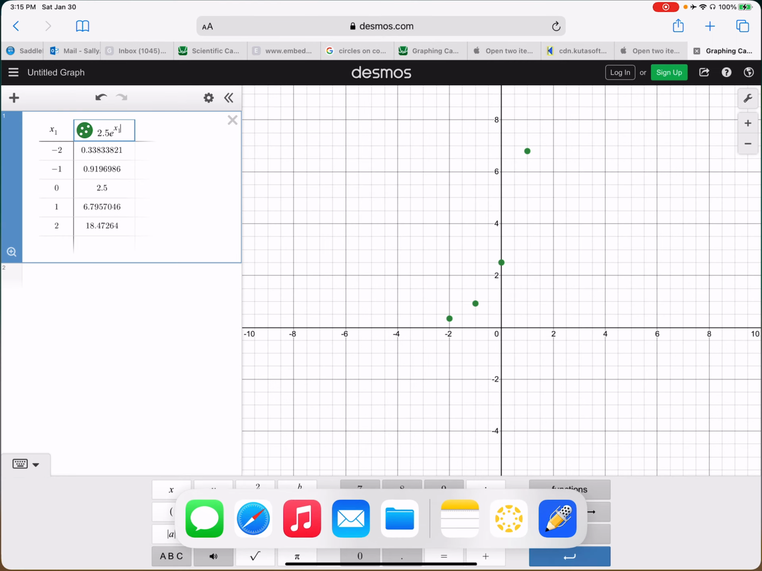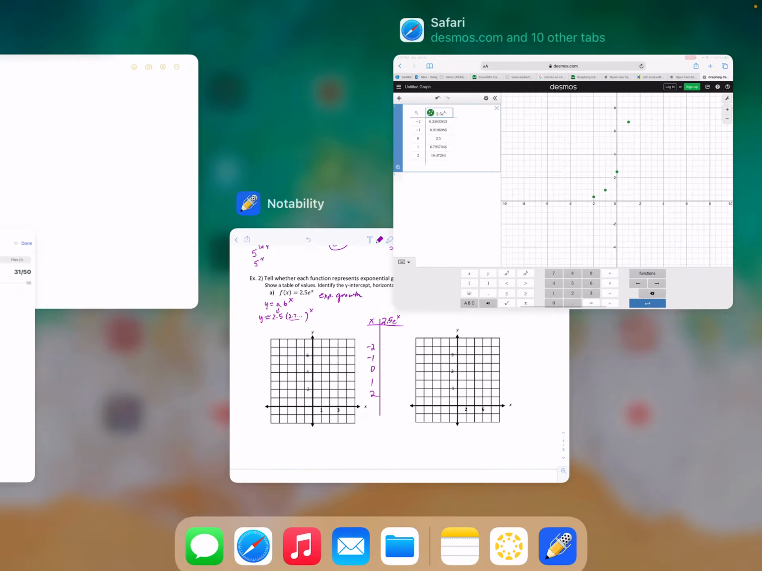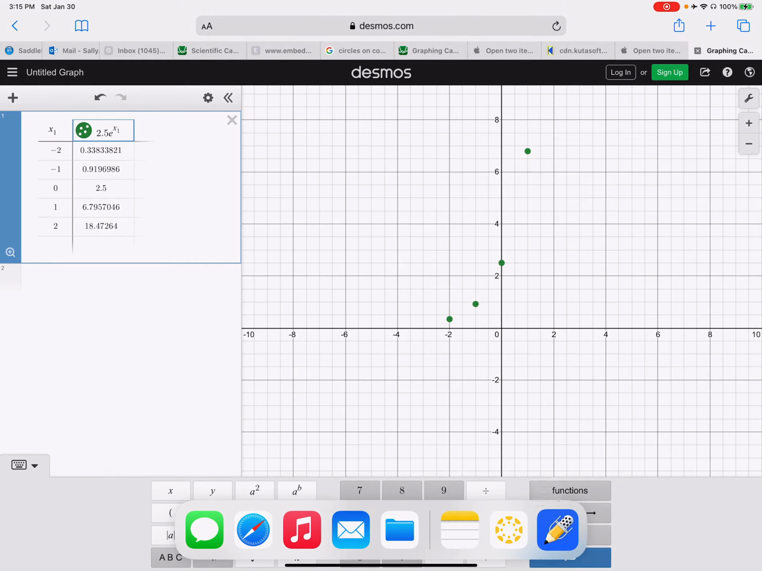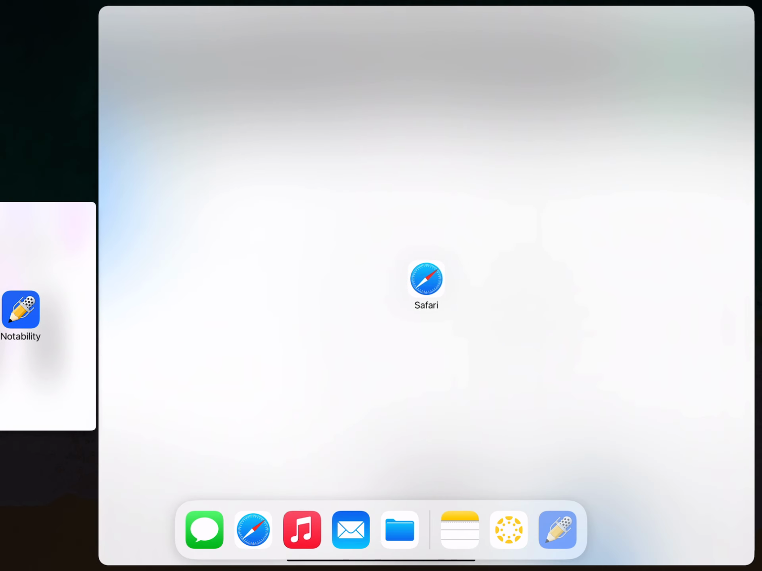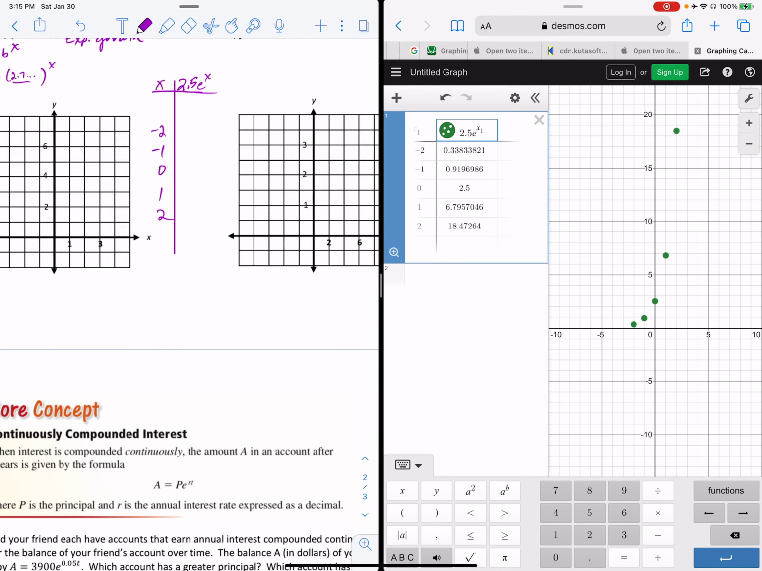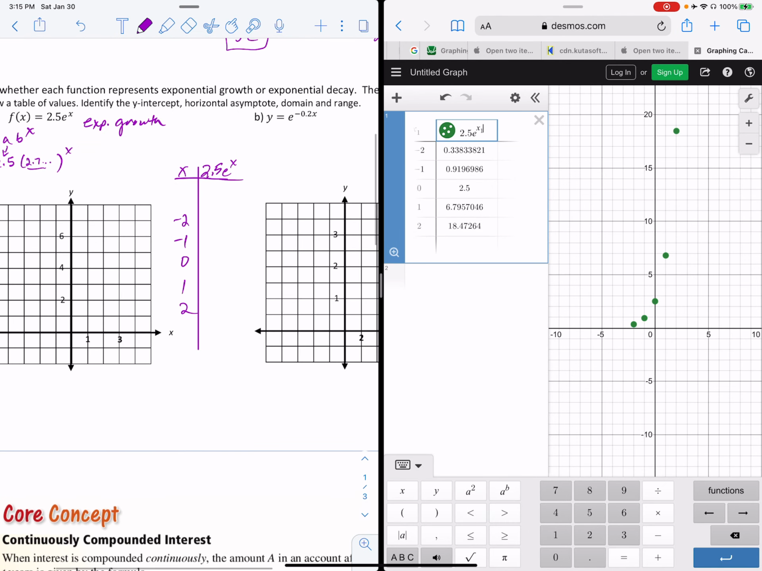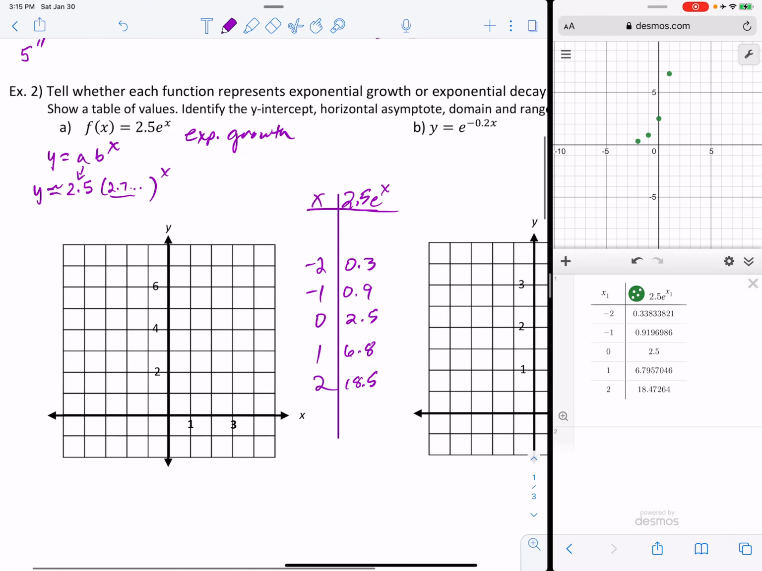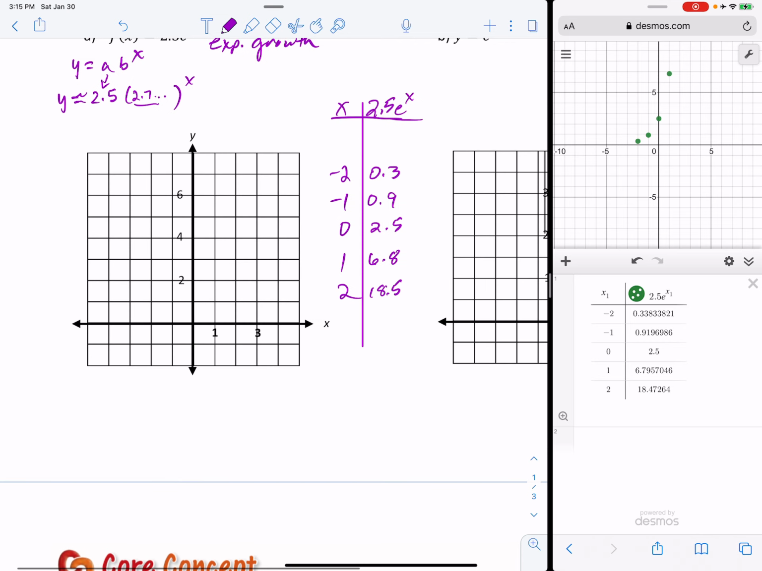And so now I'm going to go back and get my Notability, and I'm going to put these values in. I can't really graph much better than to the nearest tenth, so I'm just going to put those in to the nearest tenth, and put that off to the side for a moment. And graph those. So at -2, I'm at 0.3. At -1, I'm at 0.9.